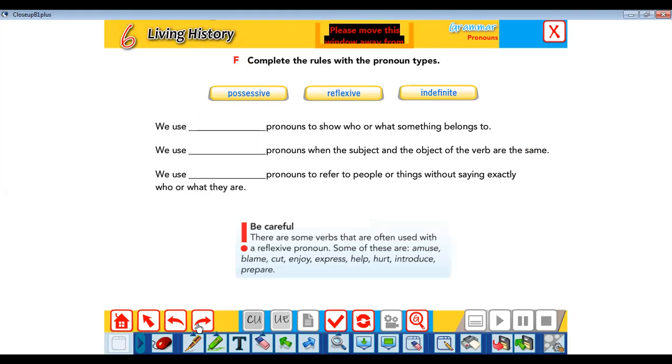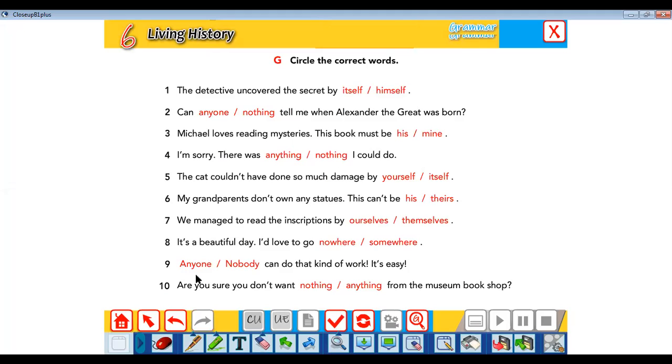Exercise F, we will try to complete the rules with the pronoun types. Here, we use possessive pronouns to show who or what something belongs to, because we are talking about possession. And we use reflexive pronouns when the subject and the object of the verb are the same. And we use indefinite pronouns to refer to people or things without saying exactly who or what they are. It's okay? Yes. After that, exercise G. Who can answer now?